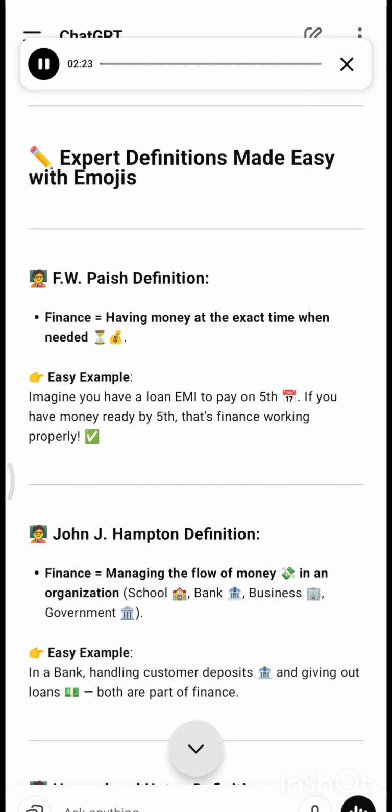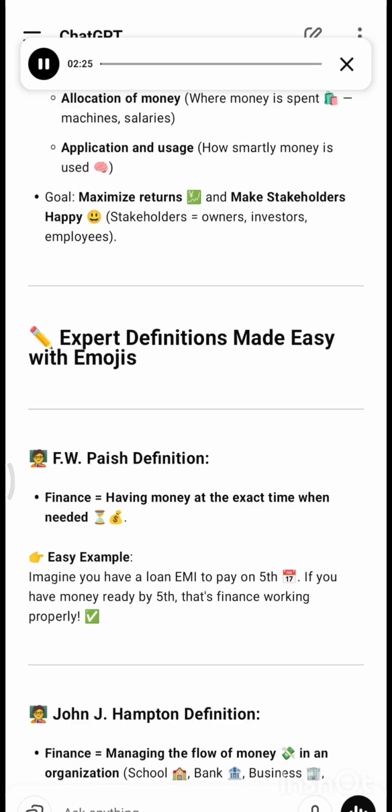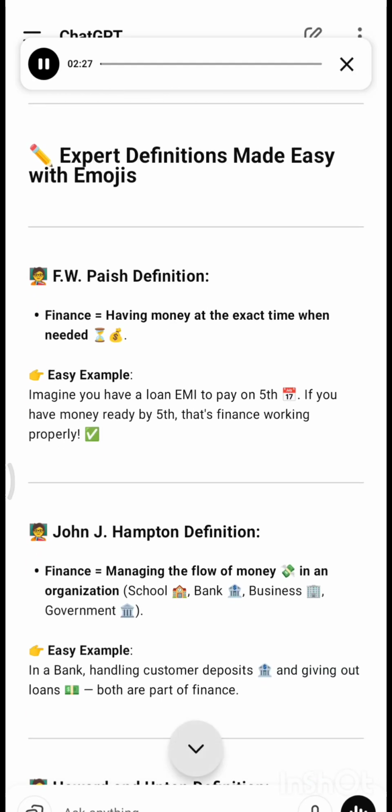Stakeholders: shareholders, owners, investors, employees. Expert definitions made easy. F.W. Paish definition: finance equals having money at the exact time when needed. Easy example: imagine you have a loan EMI to pay on the 5th. If you have money ready by the 5th, that's finance working properly.